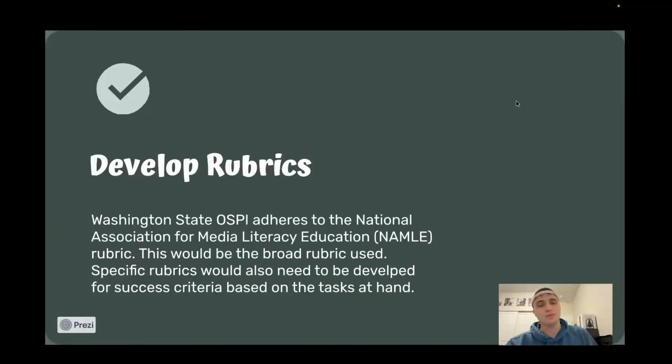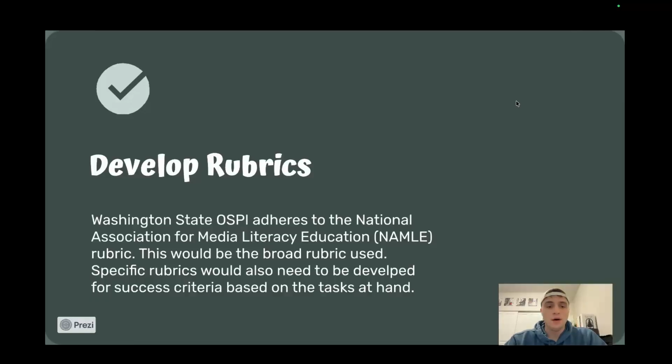Once I have an idea of what this looks like and a realistic approach to how I could do this, it's time to start developing our rubrics. The state that I live in adheres to the National Association for Media Literacy Education rubric, which has a few different standards for what it looks like to create, engage with, and understand media.